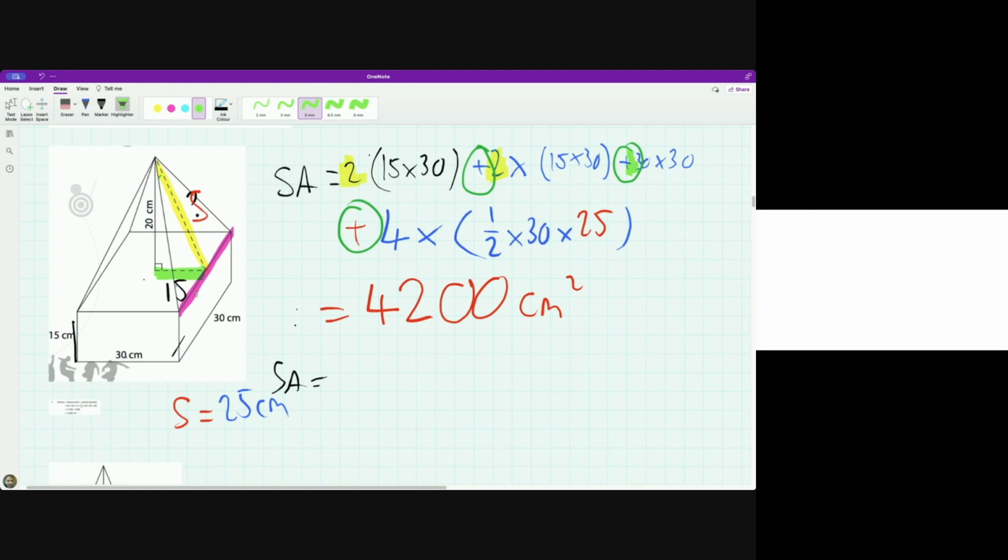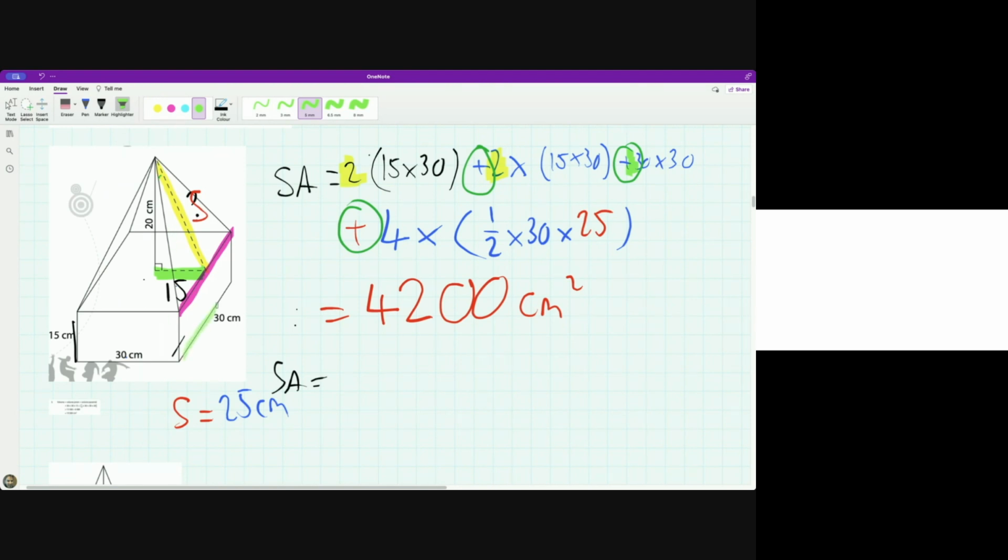It's like the base of the pyramid is sitting on the box, and so it can't be included in the surface area. Does that make sense? Oh, okay, because I was wondering why are there 2? Why are we multiplying 15 times 30 twice? Oh, that's because there's a square base.